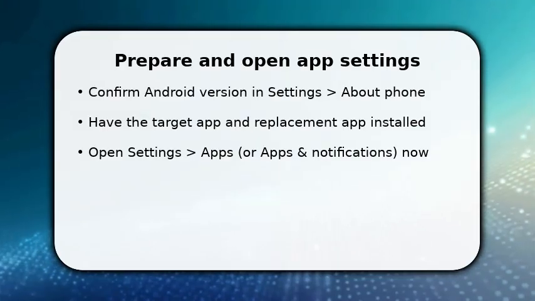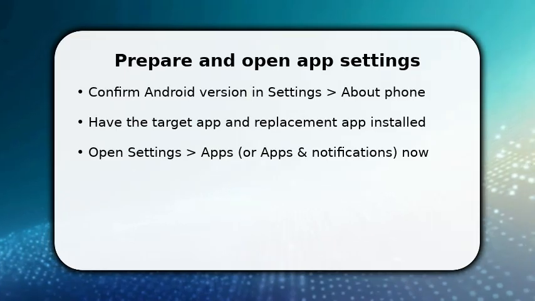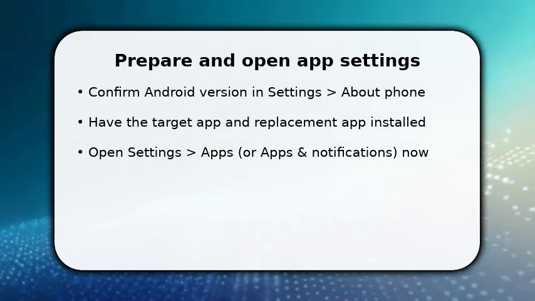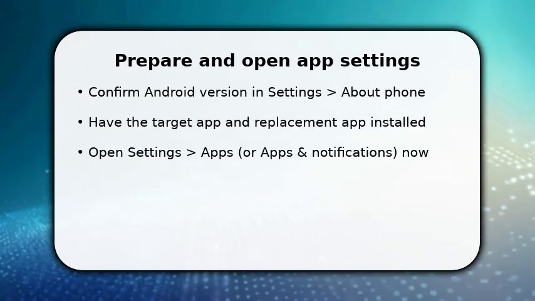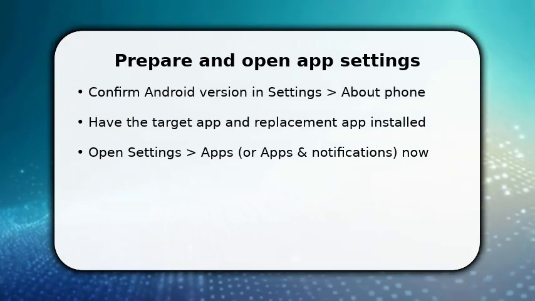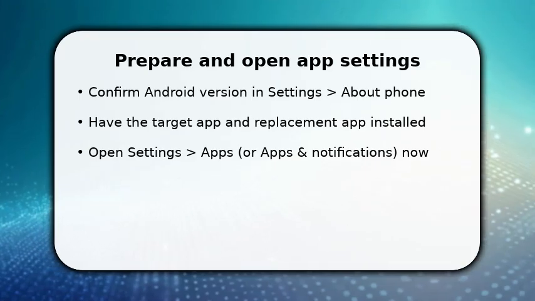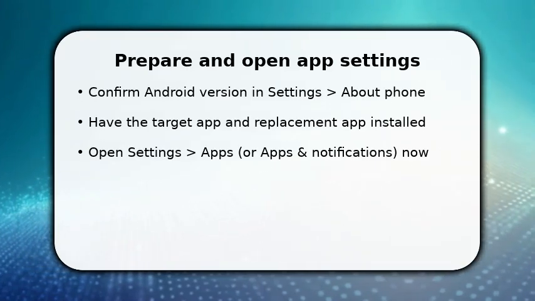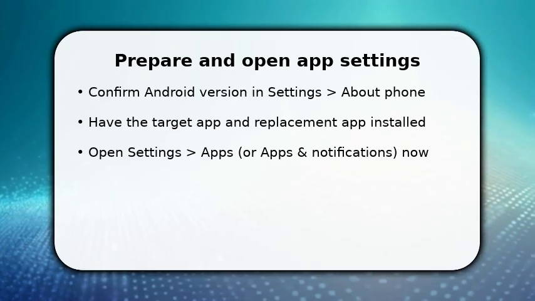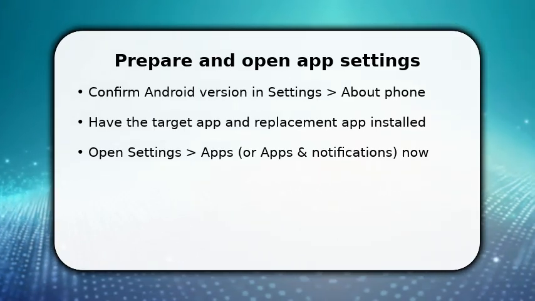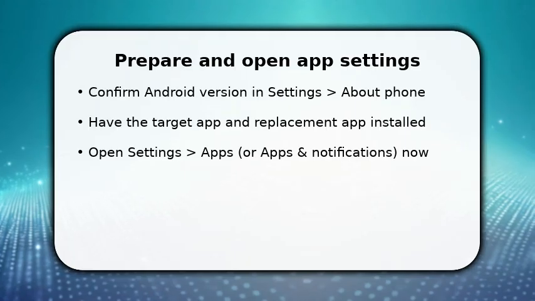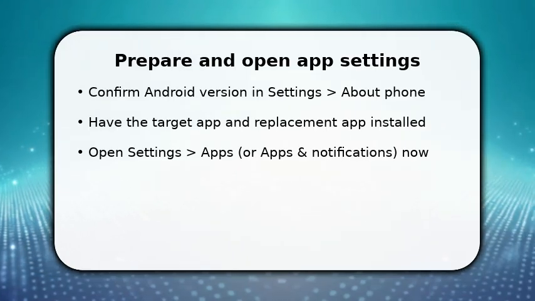You start by confirming your Android version and installing the app you want to use as default because behavior varies slightly by release. Once ready, open Settings and go straight to Apps or Apps and Notifications. From there, select See All Apps, locate the app that currently opens by default, and tap it. Make sure to use the system app list, not a shortcut. This first step exposes the defaults area where you'll change intent handlers.